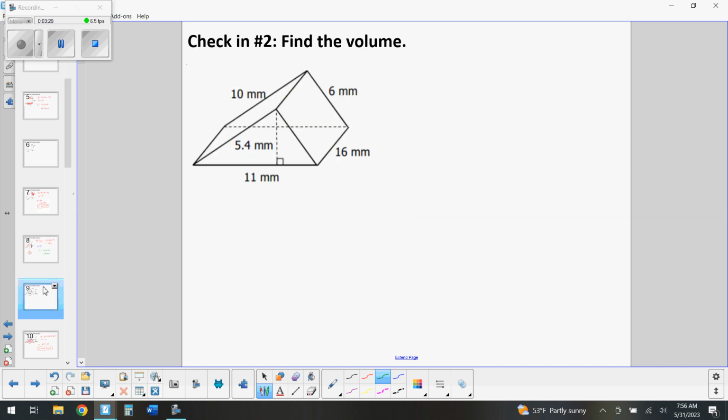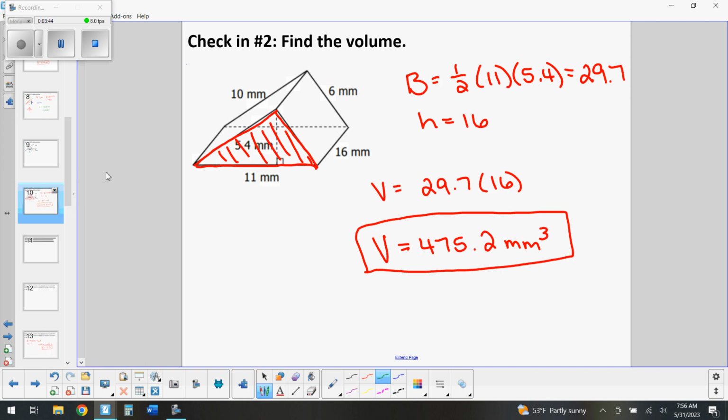You go ahead and try the next one. Pause. When you're ready to see the answer, hit play. All right, so the front and back were my bases. Then the area of the triangle, 1/2 times 11 times 5.4, we got 29.7. The distance between them was 16, so the height is 16. So my volume was 475.2 cubic millimeters.